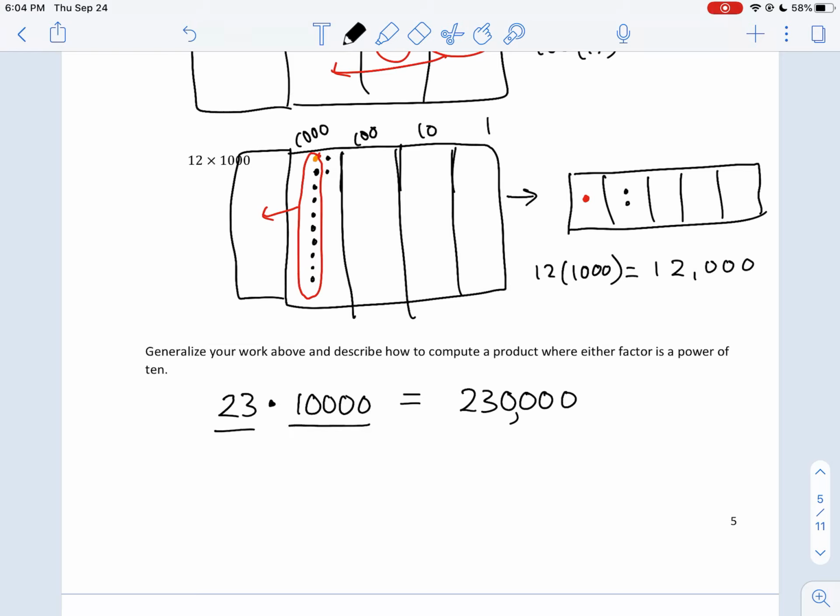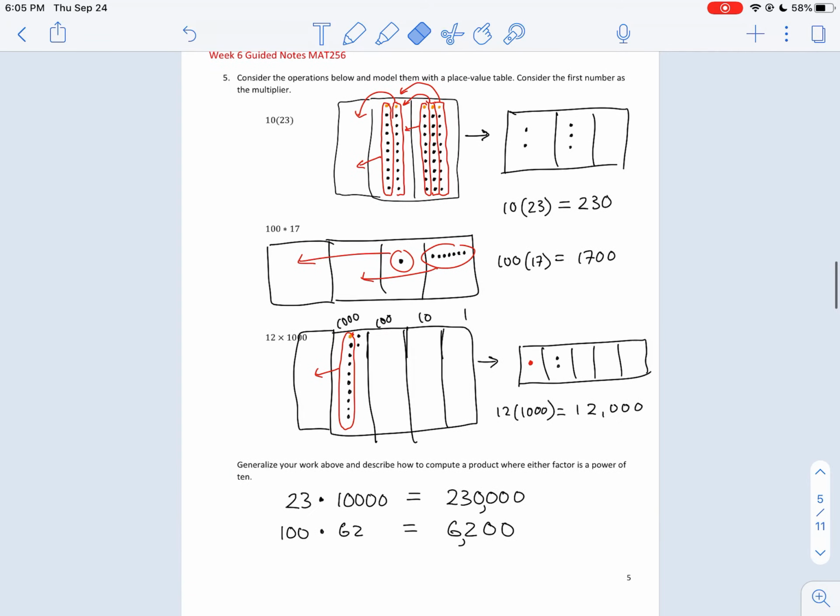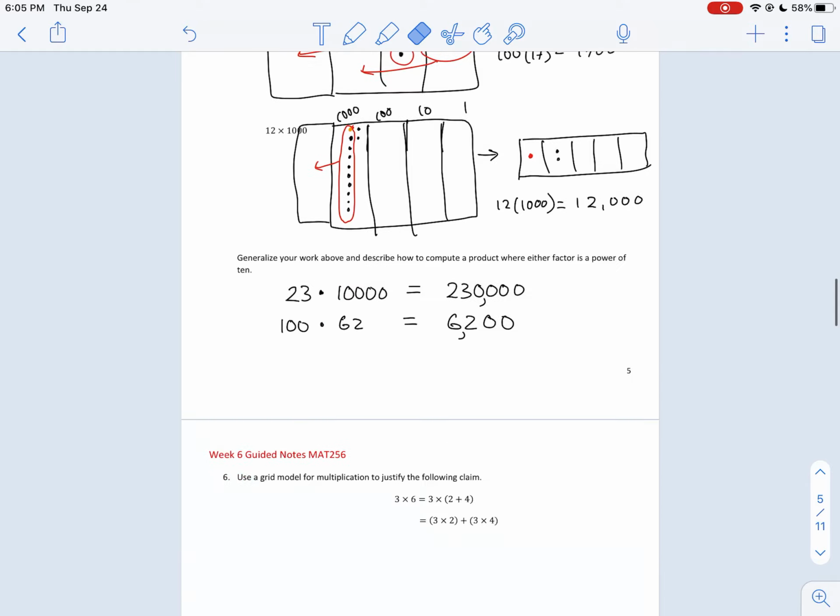And it doesn't matter if you're doing 23 copies of 10,000 like we are doing here, or if you say something like, let's do 100 copies of 62. That gives us 62 with 2 extra zeros, which is 6,200, right? Multiplying a number by a power of 10, so like a 1 with so many zeros behind it, just puts that number of zeros after the number that is the other factor. So in other words, multiplying by powers of 10 turns out to be rather straightforward in our decimal system. Just tack on more zeros.